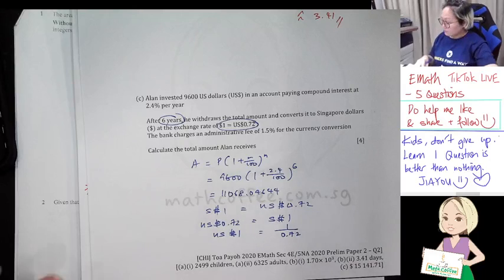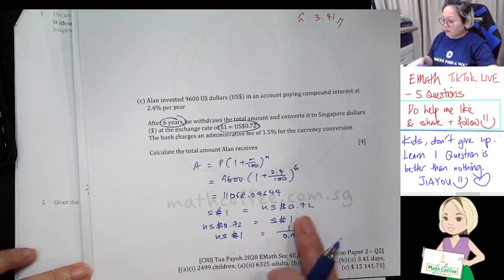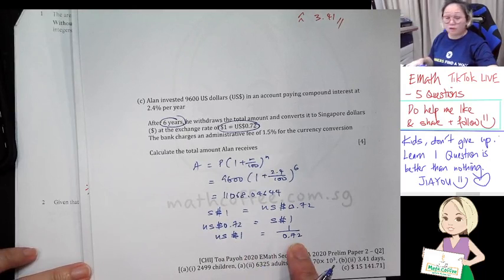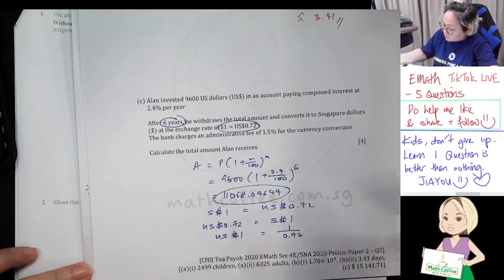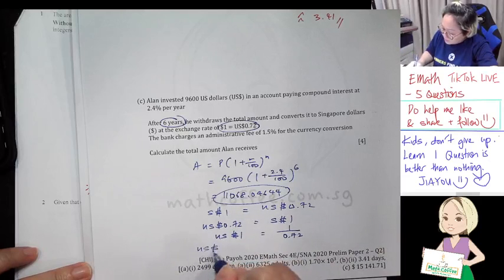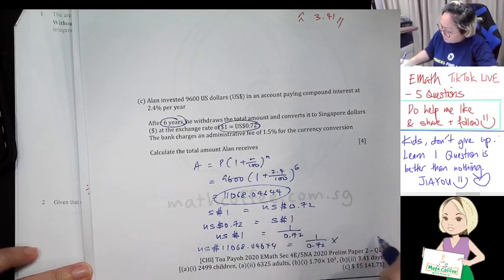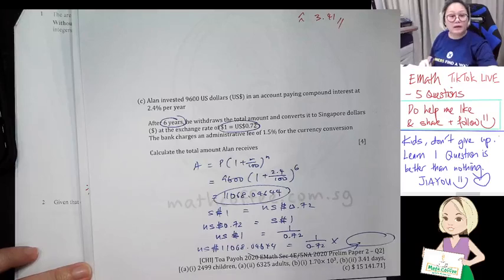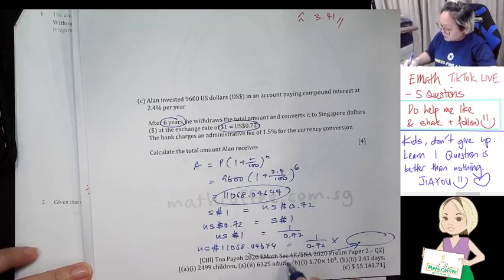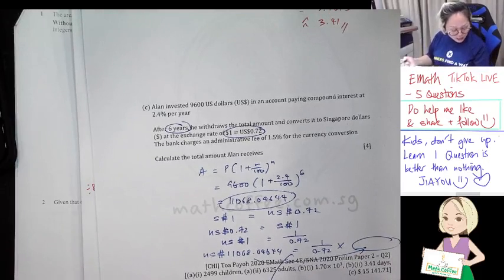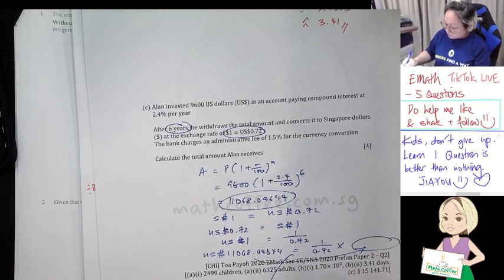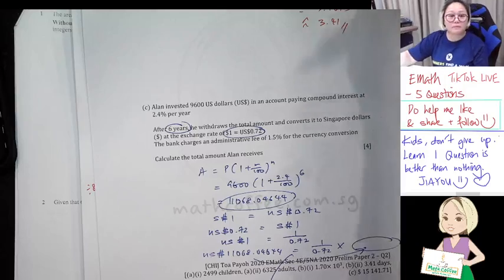Okay, now this is what I do. So US $1 will be Sing 1 over 0.72. Just leave it in this fraction first. I want to change this US dollar to Sing dollar. So take 11068.04644, take 1 over 0.72, multiply by this. Lazy to rewrite. Then press calculator, and of course you will get Singapore dollar 15372.286.